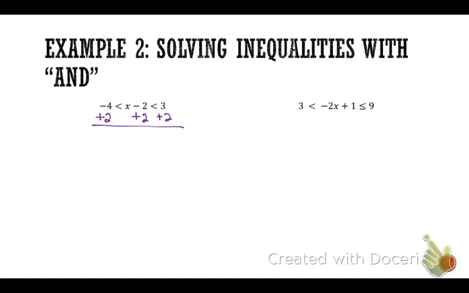Okay? And now my 2 in the middle cancels. What's -4 plus 2? Negative 2. -2 is less than x, which is less than, what's 3 plus 2? 5. I want you to go ahead and graph your solution now on your number line. Go ahead and graph your boundaries and your solution on your number line.